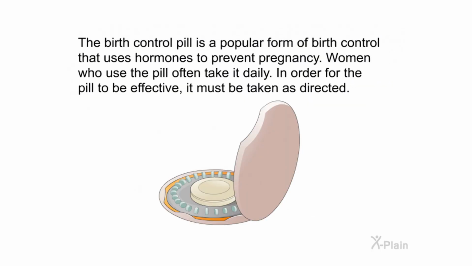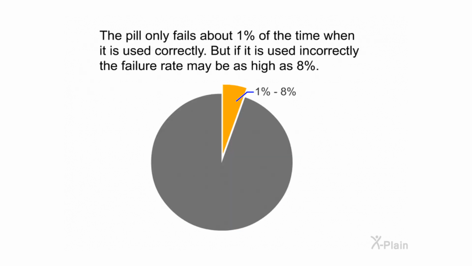The birth control pill is a popular form of birth control that uses hormones to prevent pregnancy. Women who use the pill often take it daily. In order for the pill to be effective, it must be taken as directed. The pill only fails about 1% of the time when it is used correctly, but if it is used incorrectly, the failure rate may be as high as 8%.